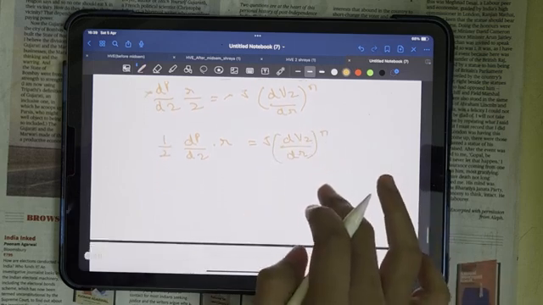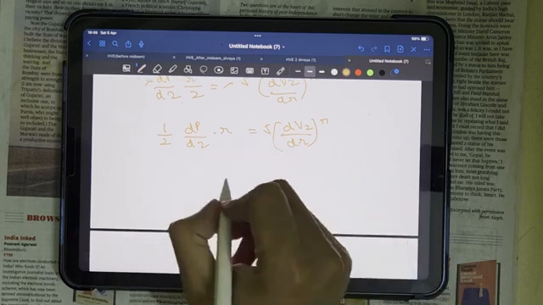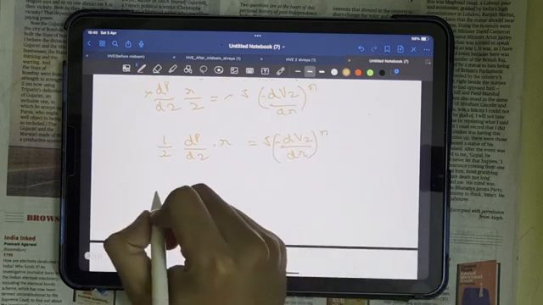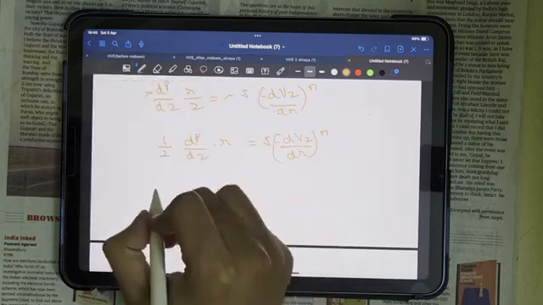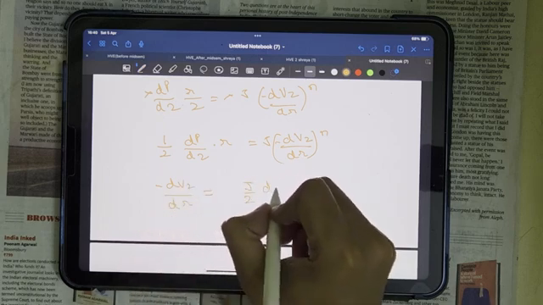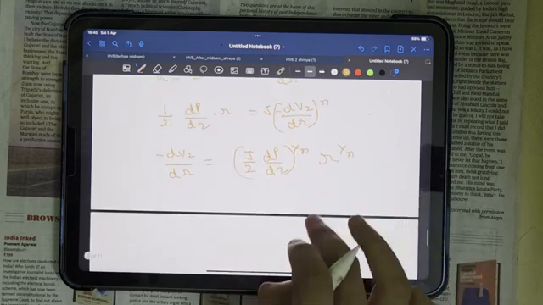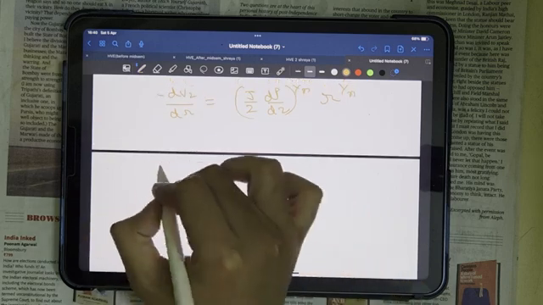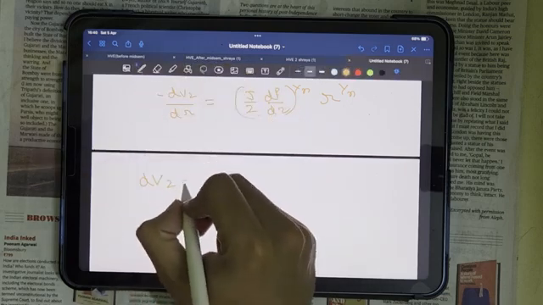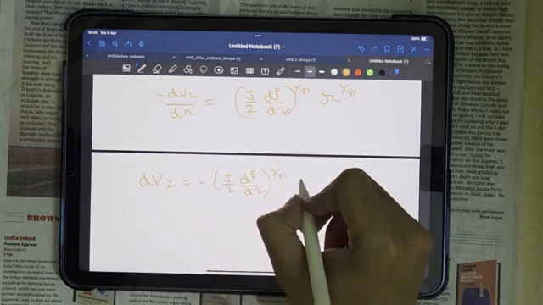Now we will use some mathematics, and there is a negative sign here. So we will get minus dvz by dr is equal to j by 2 dP by dz whole power 1 by n and r to the power 1 by n. From here we can write dvz is equal to minus j by 2 dP by dz whole power 1 by n r to the power 1 by n dr. Now we will integrate this equation.